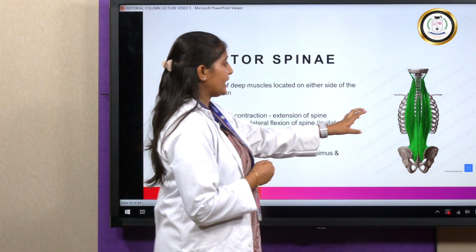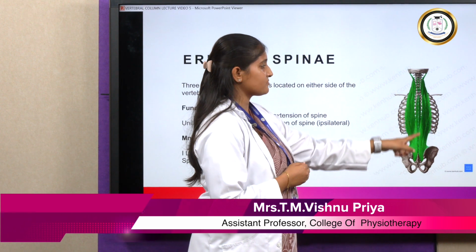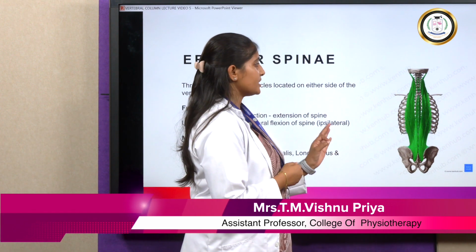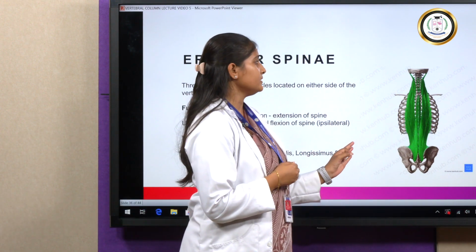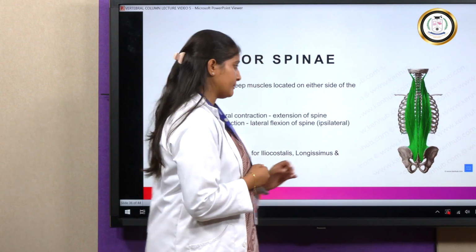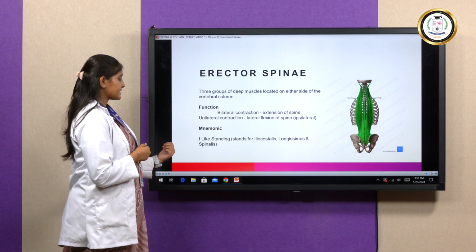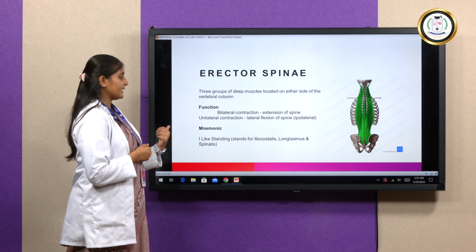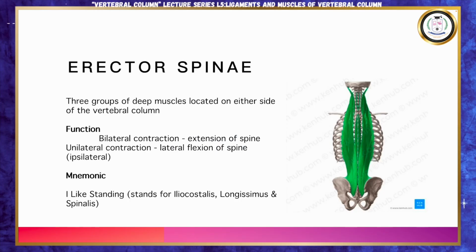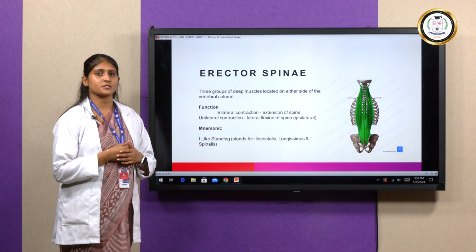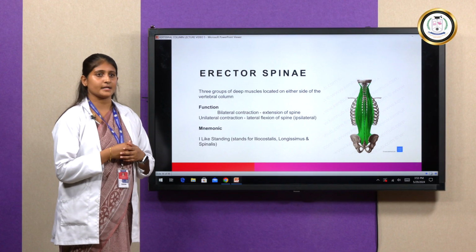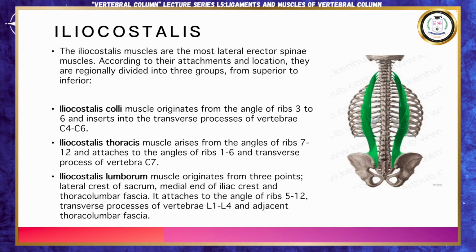So here we have the erector spinae, which has three major muscles situated bilaterally on parallel sides of the vertebra. Here we have a small mnemonic for erector spinae, I Like Standing, which stands for iliocostalis, longissimus and spinalis. Especially, the erector spinae is responsible for erect standing posture. The first muscle of the erector spinae is the iliocostalis.